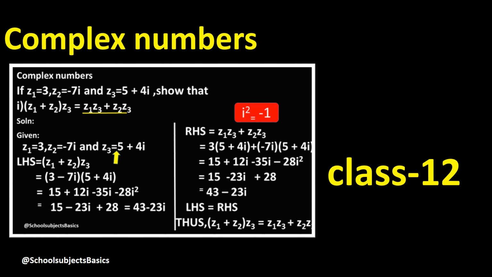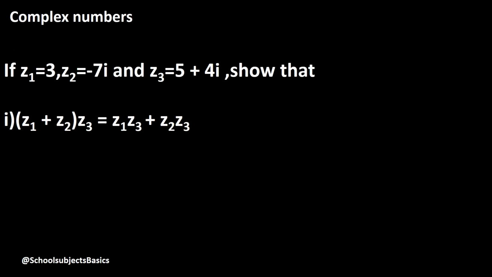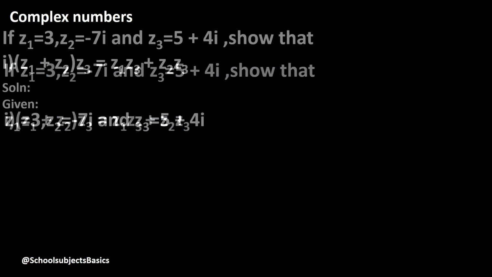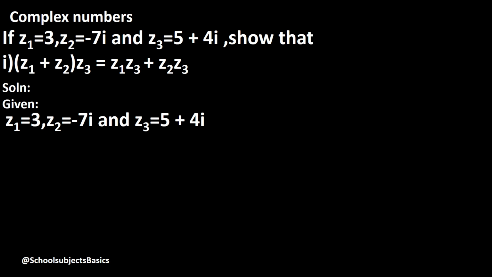If z1 is equal to 3, z2 is equal to minus 7i and z3 is equal to 5 plus 4i, we have to show that (z1 plus z2) into z3 is equal to z1 into z3 plus z2 into z3. So what is given here? The values of z1, z2 and z3 are given. So now we have to prove the LHS is equal to RHS.